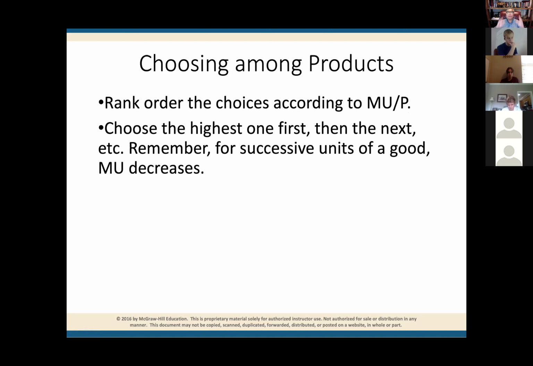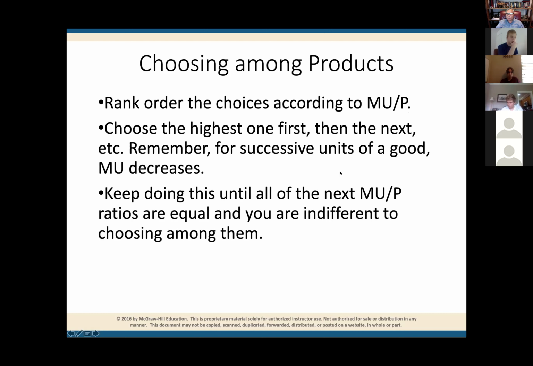I mean, we don't do mental calculations when we go to the store. We don't begin to add. But in our mind, we simply say, is that really worth it? Is that really worth it? And then based on this, we decide if we want to buy it. Okay?